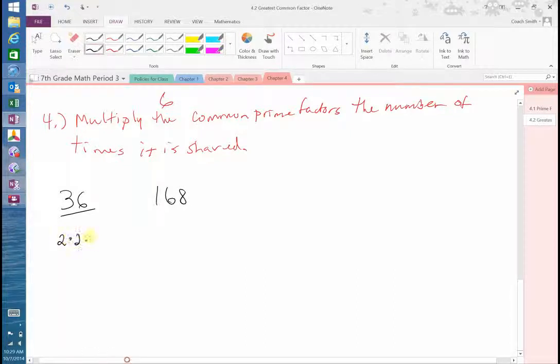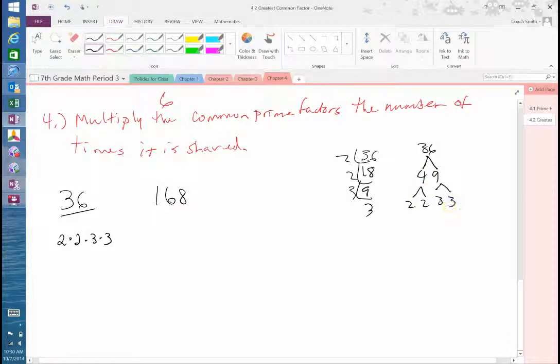2 times 2 times 3 times 3. I just did it in my head. Okay, so obviously we prime factor it. Using inverted division, that would be 2, 18, 2, 9, 3, 3. If you used a factor tree it would be 4 times 9, 2 times 2, 3 times 3. Okay, so that's where I came up with that.